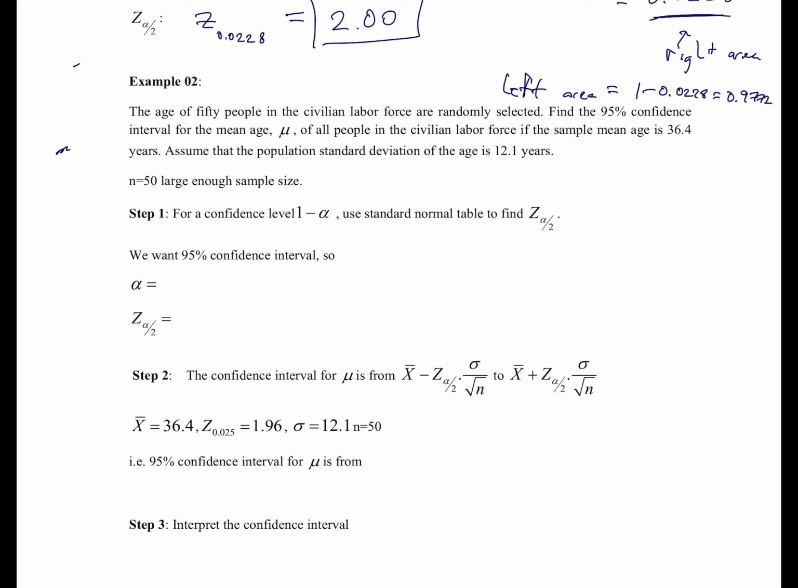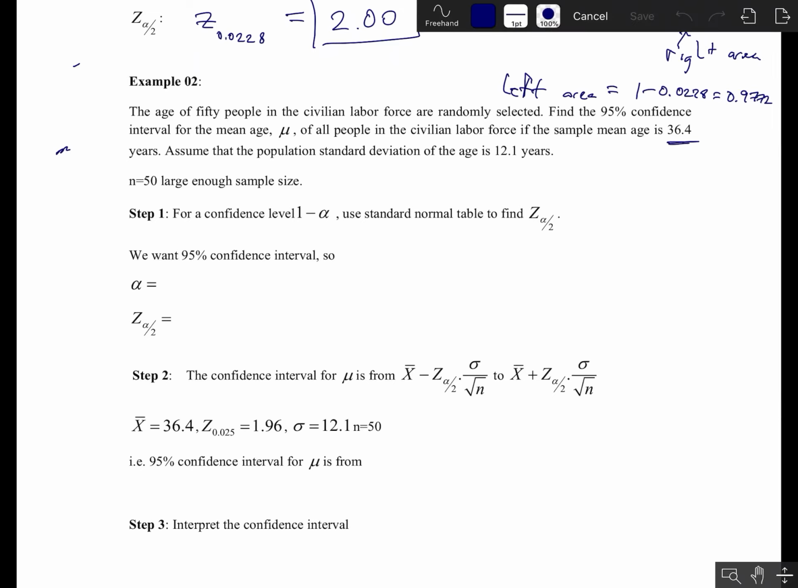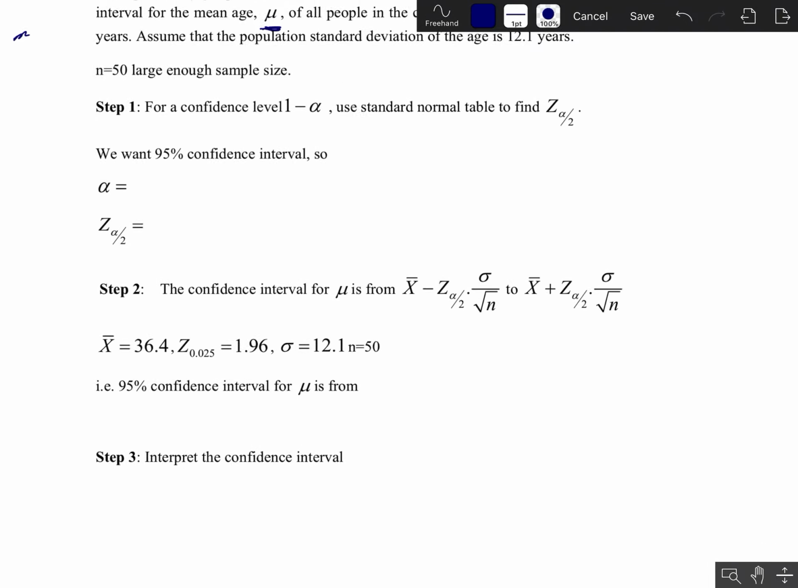So in other words, you've sampled 50 people and you found the sample mean of 36.4, and now what we want to do is estimate a confidence interval for the actual mean age of all of the people. So we're trying to, again, estimate the population mean, but this time we're going to do it with a confidence interval. So here we're going to go through all of the steps that are required.